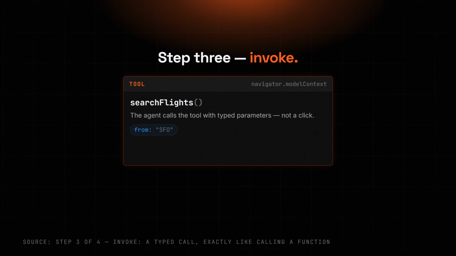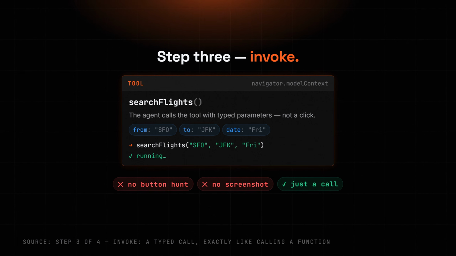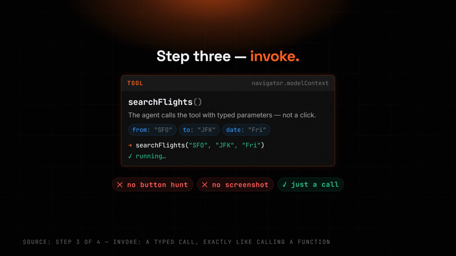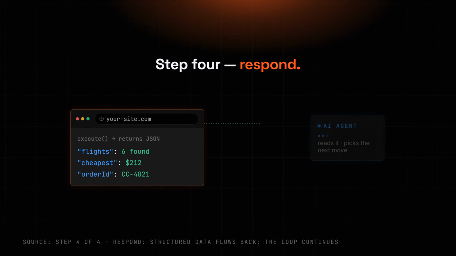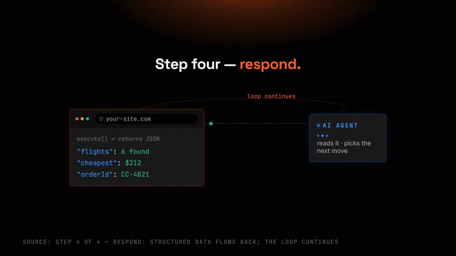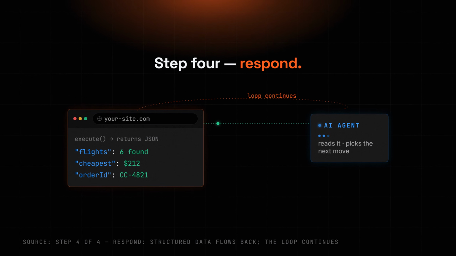Third, invoke. The agent picks the right tool and calls it with typed parameters, the same way it would call any function: an origin, a destination, a date. No hunting for a button, no fragile click, no second screenshot just to confirm something happened. Fourth, respond. Your own code runs the action and hands back structured data the model can read directly. The search results, a confirmation, an order number. The model reads it, decides the next move, and the loop continues cleanly until the job is finished.